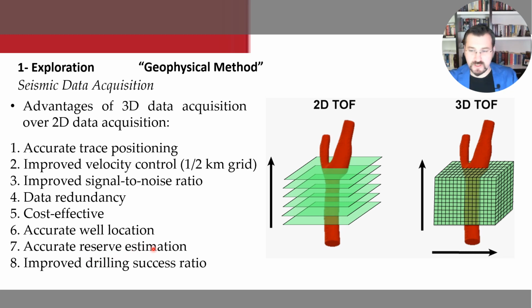Accurate reserve estimation is much more possible compared to 2D, and improved drilling success ratio is also achieved compared with 2D, and the ratio is higher than the 2D version. Okay, so in most of the operations, more than 90% of them, this 3D type of seismic has been performed. Of course, there are some price differences, but now 3D is the most common.